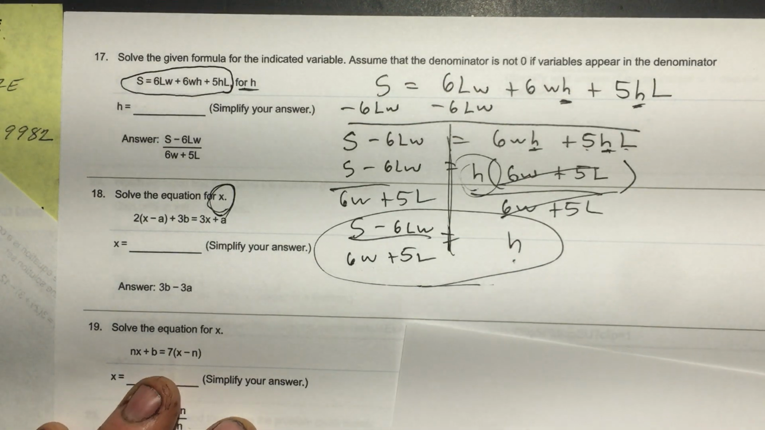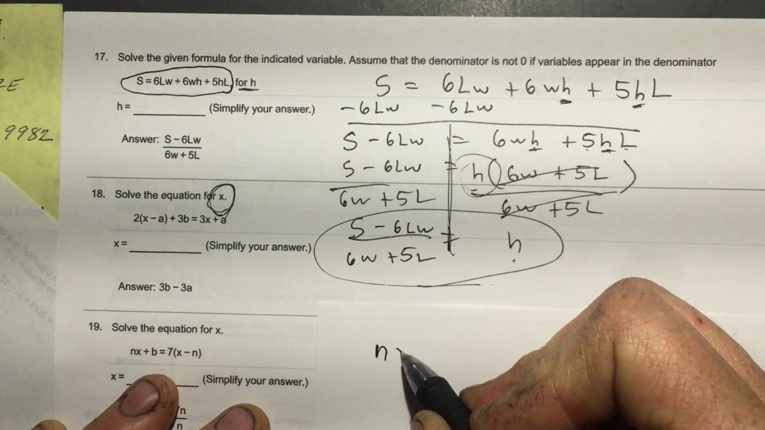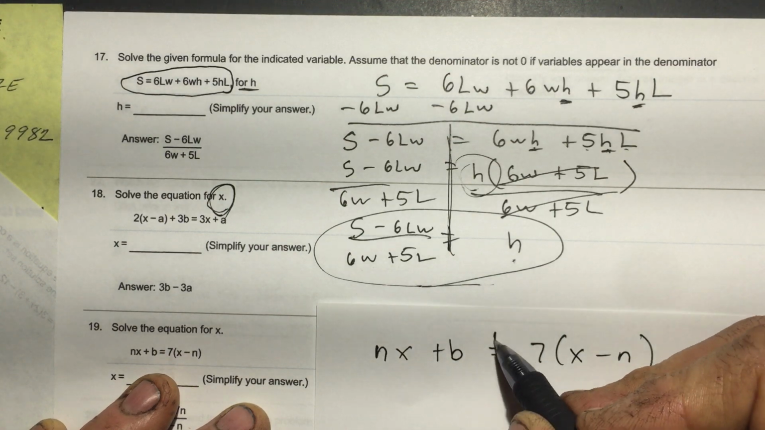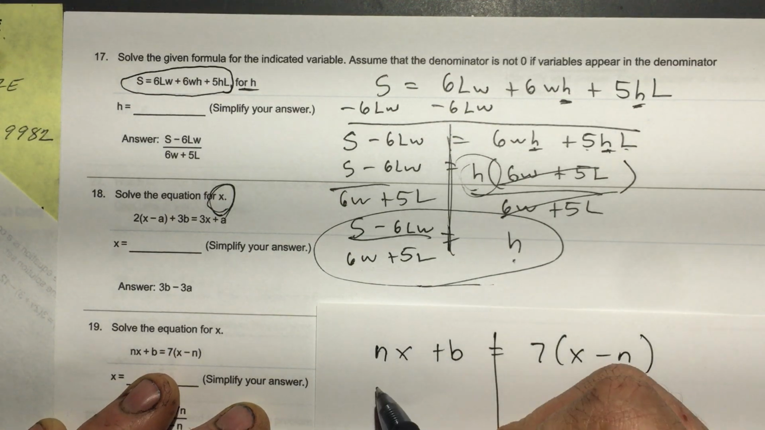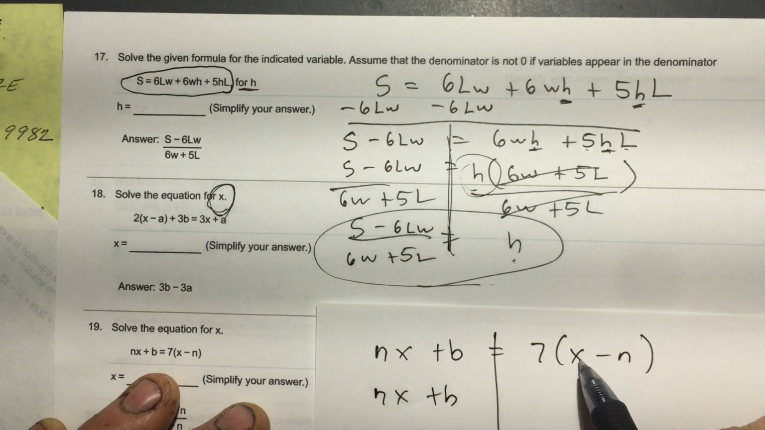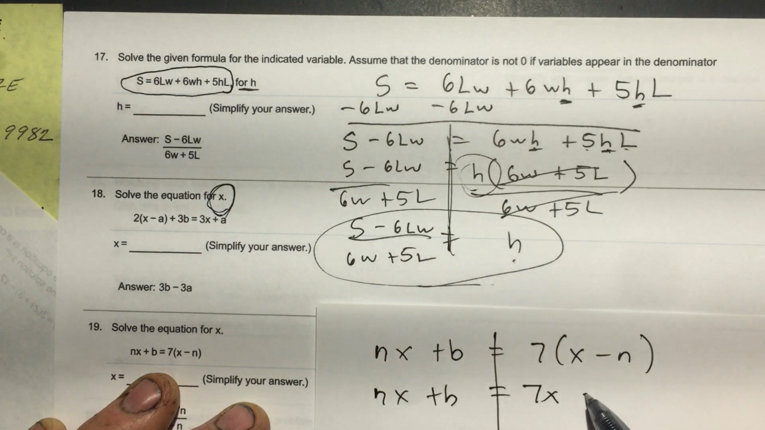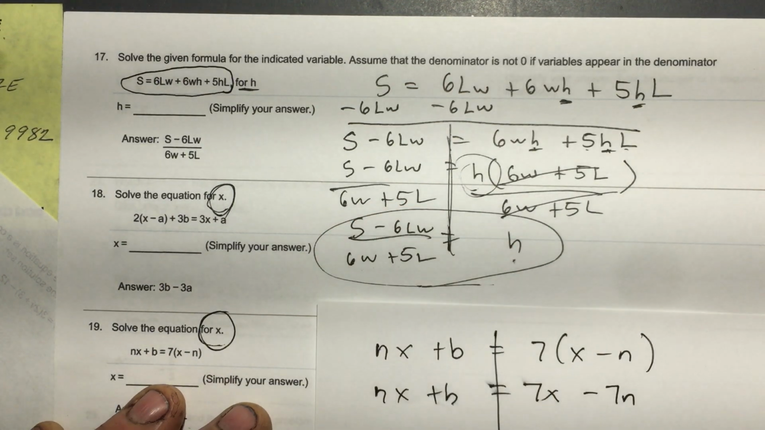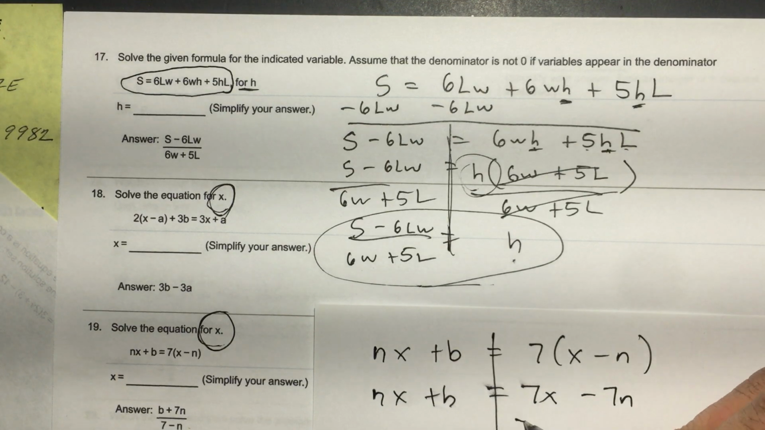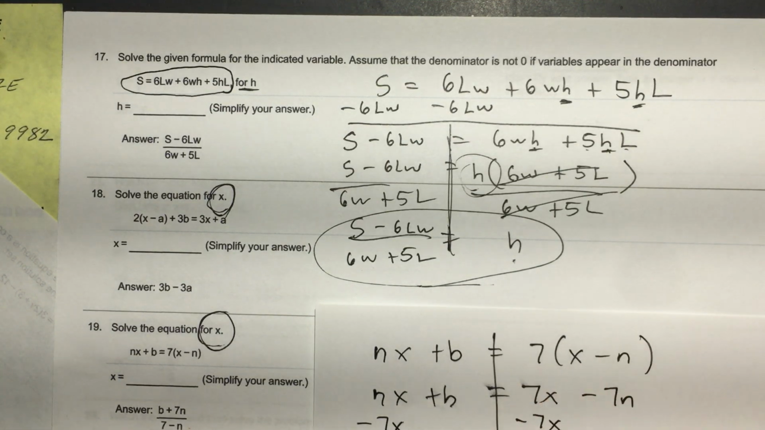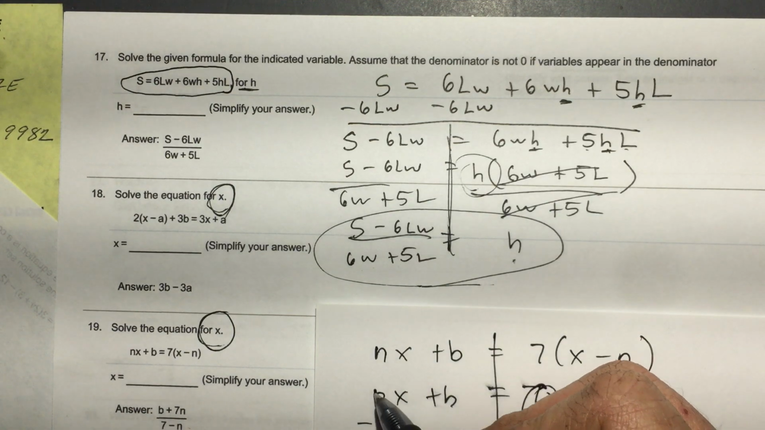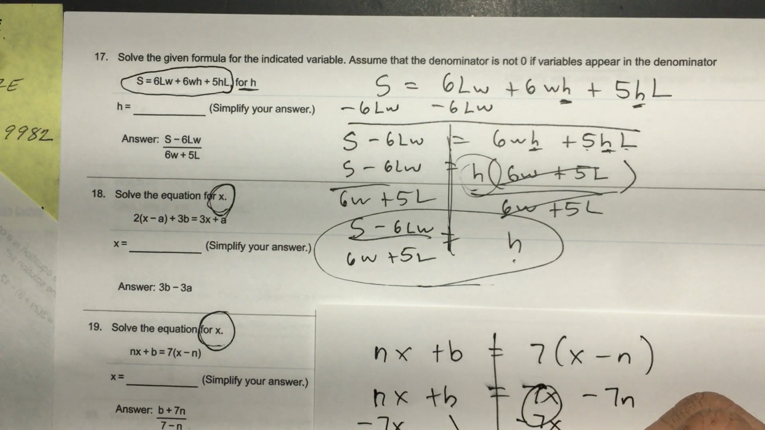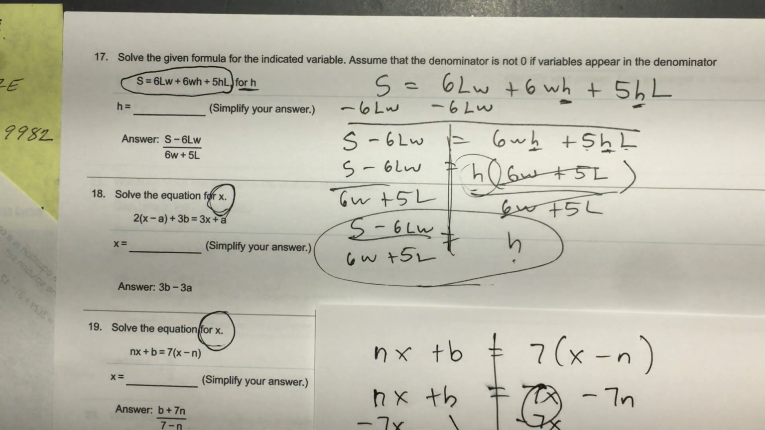Now, solve this one for x right here. It's a similar thing. nx plus b equals 7x minus n. Here's my equals. I need to distribute over here, so we should be good at that now. 7 times x is 7x. 7 times negative n is negative 7n. Okay, now be reminded we're solving for x on this one. So we need to get my x terms here, so I'm going to subtract 7x on both sides, which makes this go away. So I have nx minus 7x plus b here, equals negative 7n.